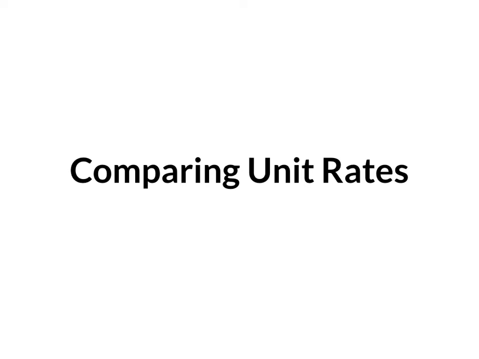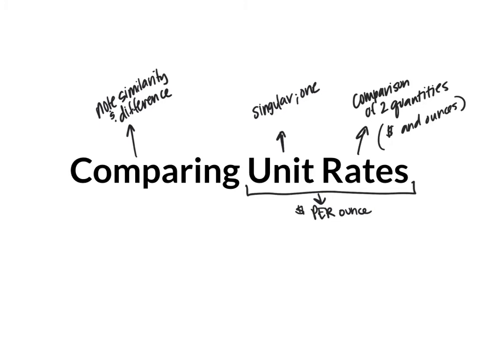In today's lesson, we're going to be comparing unit rates. Now, as a refresher, a rate is a comparison of two quantities, such as how much something costs and how many ounces are in it. A unit rate is when you're looking at a singular one of those. So for example, the cost is going to be per ounce.